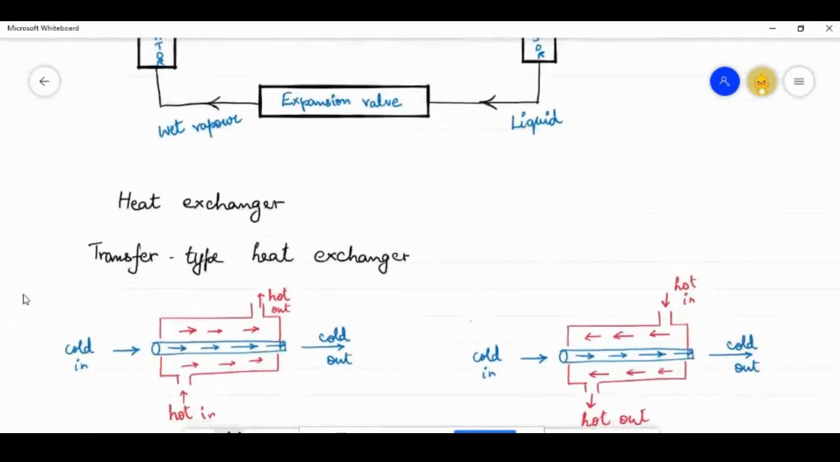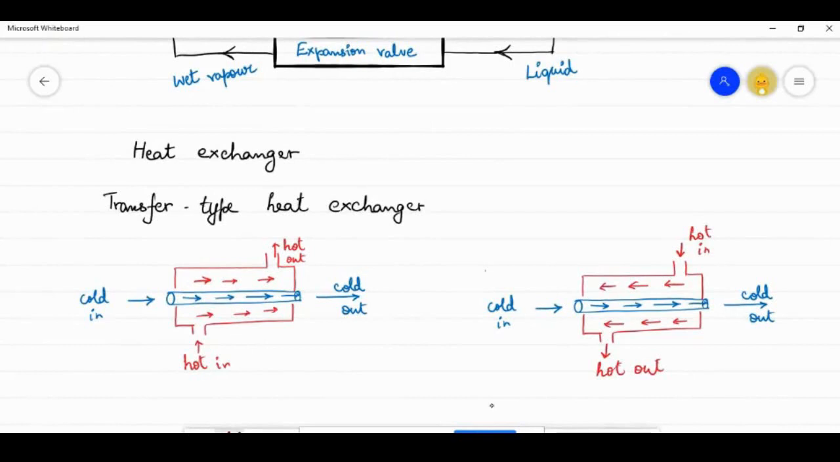Heat exchangers can be transfer type heat exchangers, as shown. Two concentric tubes, hot and cold fluids are allowed to flow. If both the cold as well as the hot fluid flow in the same direction, then such heat exchangers are called parallel flow transfer type heat exchangers. If the hot fluid and cold fluid flow in opposite directions, then that is called a counter flow transfer type heat exchanger.